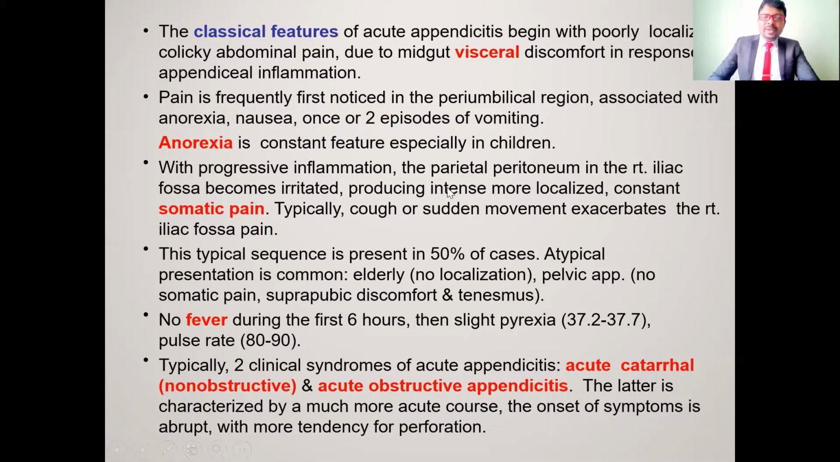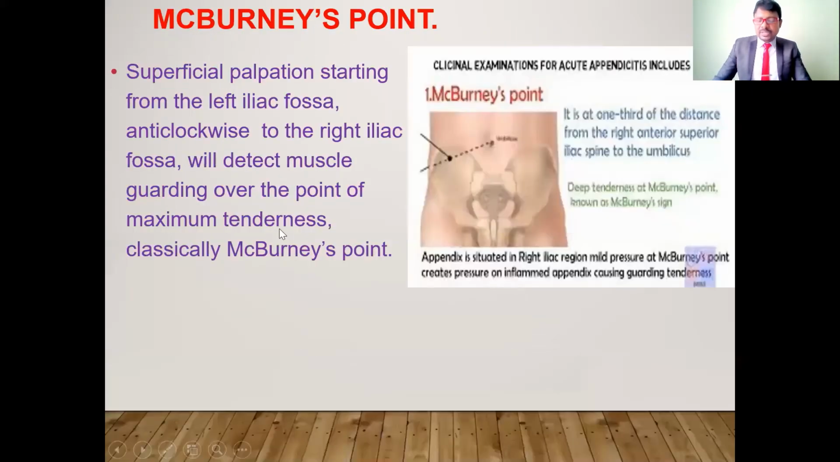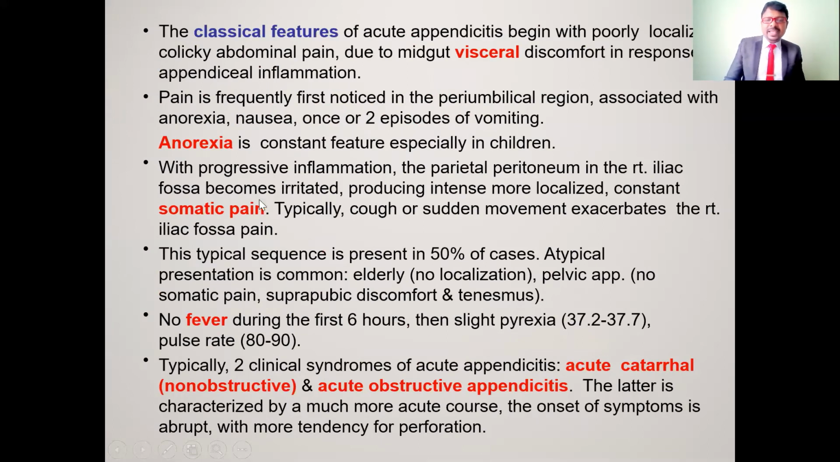With progressive inflammation, the peritoneum in the right iliac fossa becomes irritated. It produces intense, more localized, constant pain. Because of this constant somatic pain, with a sudden cough or sudden movement, the pain is going to increase. The irritation is in the peritoneal region in the right iliac region, giving severe pain. If they suddenly cough or make any movement, the pain is going to increase.